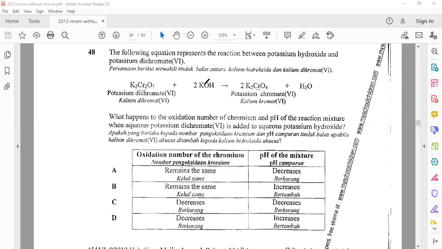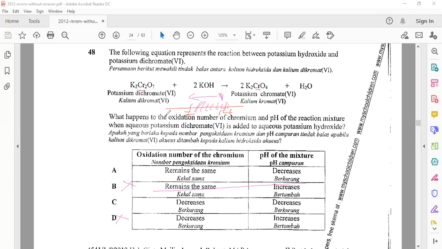Initially this potassium hydroxide, we know, has a pH higher than 7, in this range. Now, when this solution, which is neutral, is added into it, it will make it less alkaline. Do you agree? When it is less alkaline, the pH value will drop from here. That's why your B is wrong and your D is wrong. You are left with answers A and C only.